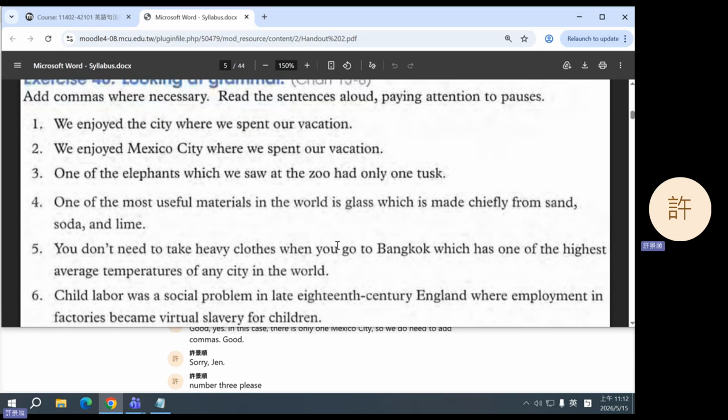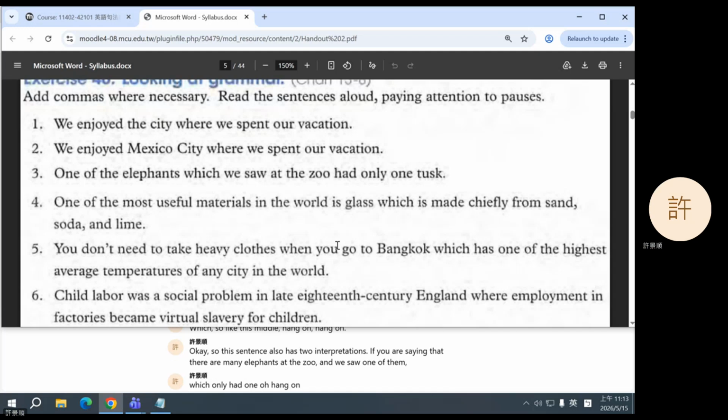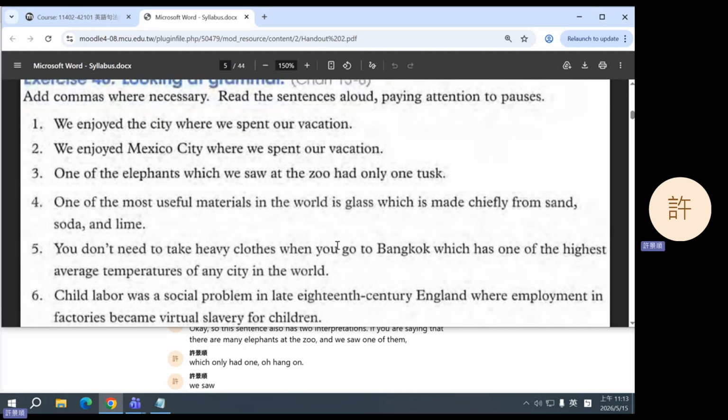Number 3, please. Do we need commas? Good. One of the elephants, which, so like this middle, hang on. Okay. So this sentence also has two interpretations. If you are saying that there are many elephants at the zoo, and we saw one of them, which only had one, oh, hang on. We saw one, okay, hang on.